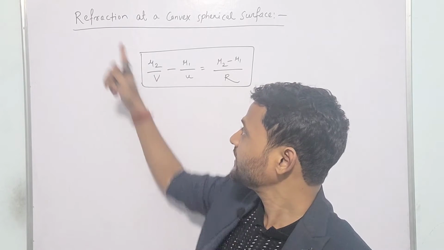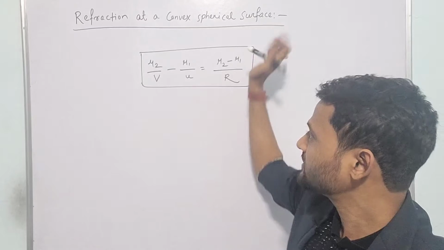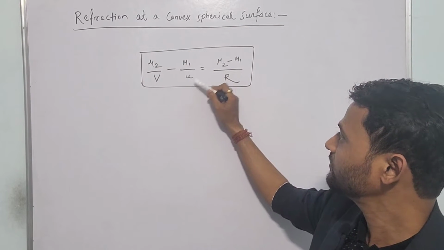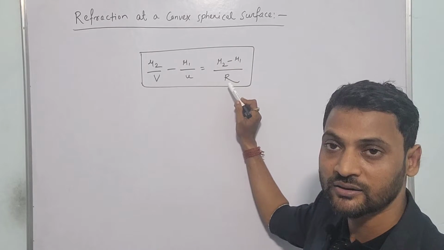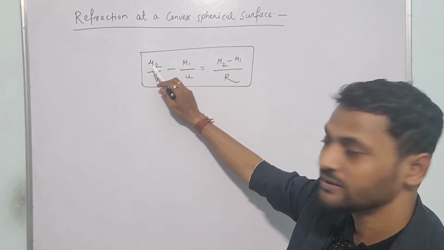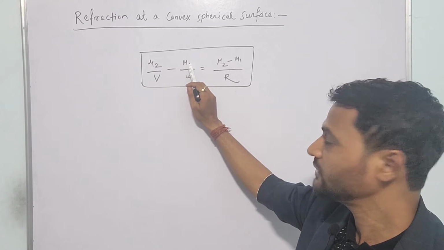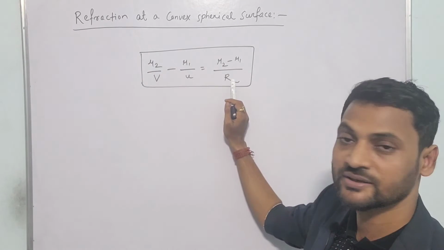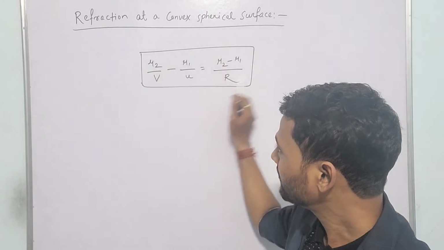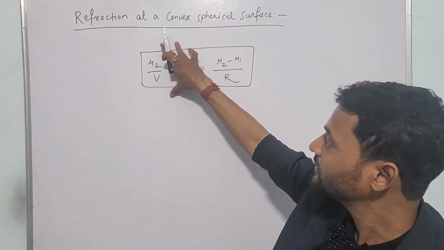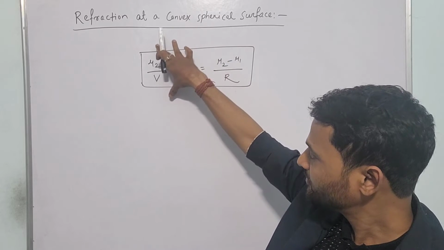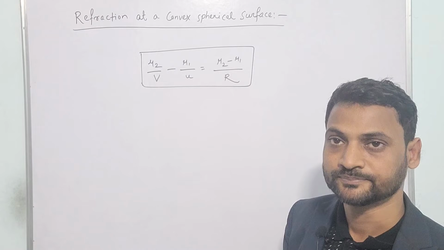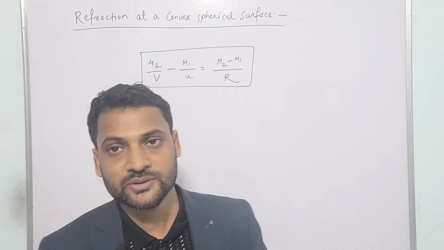So in this lecture I will explain refraction at a convex spherical surface and will derive this expression: mu2 upon v minus mu1 upon u will be equal to mu2 minus mu1 upon r, where mu2 is the refractive index of denser medium, mu1 refractive index of rarer medium, v is the image distance, u object distance, r is the radius of curvature. This formula is very important. We will derive this formula. And why is it important? Because by using that formula we can derive the Lensmaker formula, right? So without wasting time, we'll start this session.